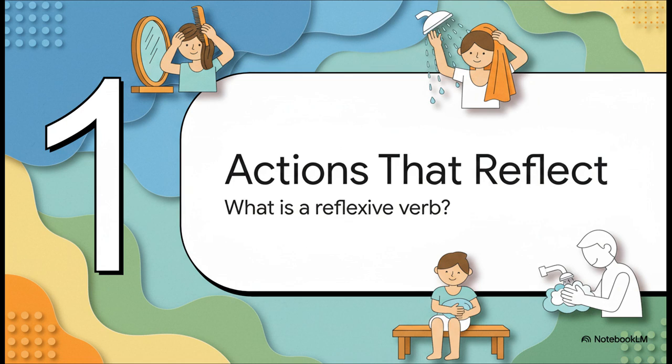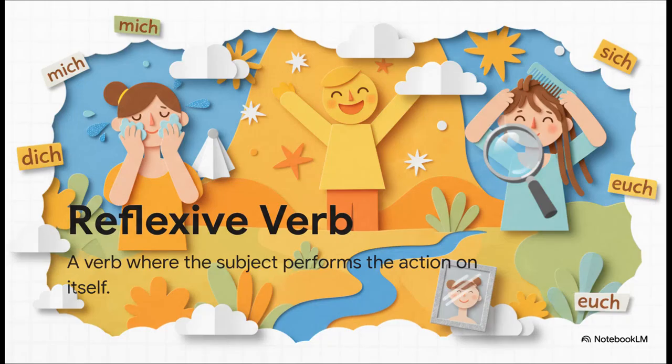So first things first, what in the world is a reflexive verb? The name itself actually gives you a massive clue. It's actually pretty simple when you think about it. A reflexive verb is just when the person doing the action is also the one receiving the action. Kind of like looking in a mirror, right? The action you're doing reflects right back at you. That's the main idea we're going to be working with.